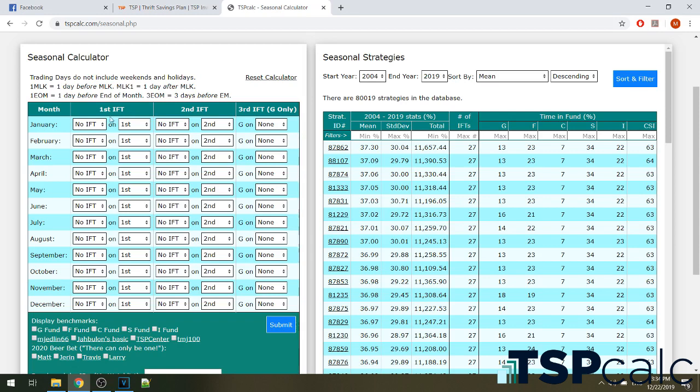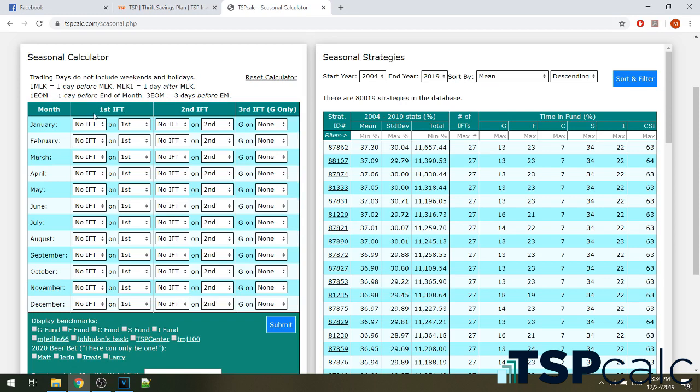In the Thrift Savings Plan, we have 5 core funds to choose from, just the G, F, C, S, and I funds. We're not going to talk about the L funds. They don't apply to seasonal tendencies whatsoever. They're not a part of the calculator, so just those 5 core funds, G, F, C, S, and I.